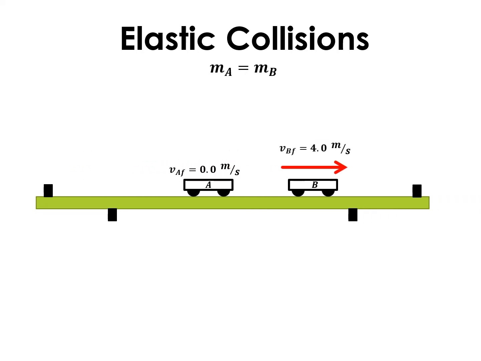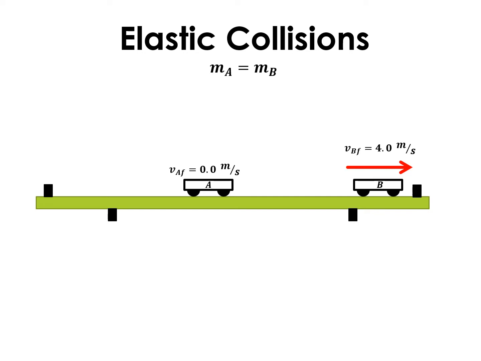What happens is essentially they transfer their velocity from one to the other. The reason this happens is because the kinetic energy has to remain the same. So since they have the same mass, the best way to do that is simply to change their velocities.